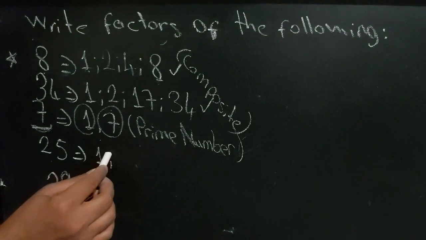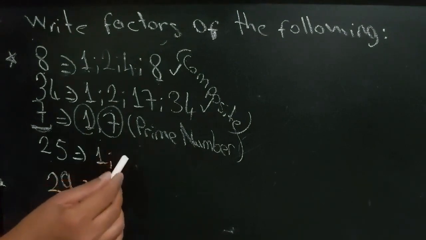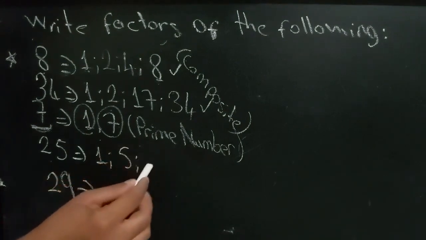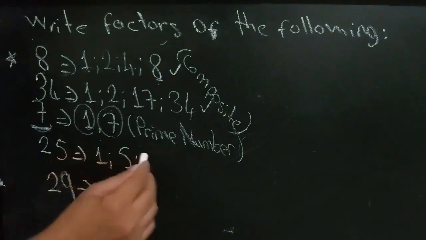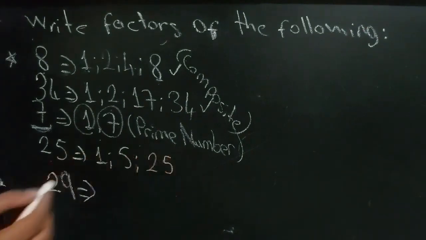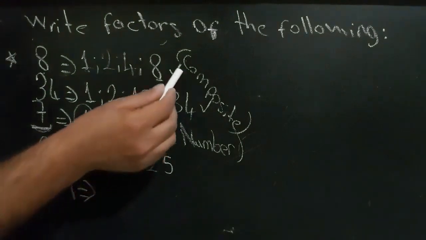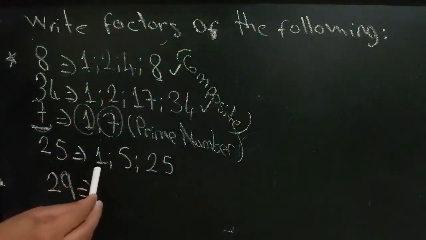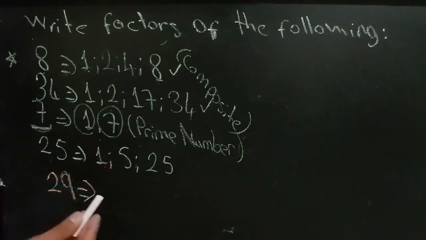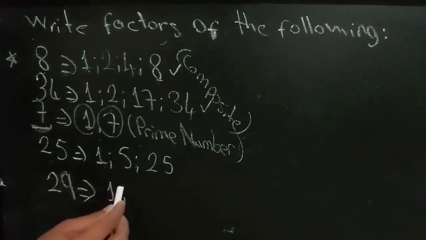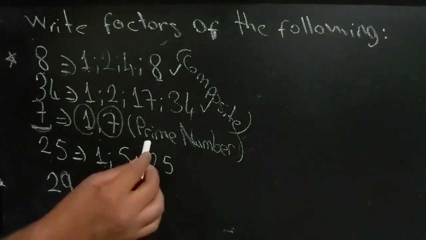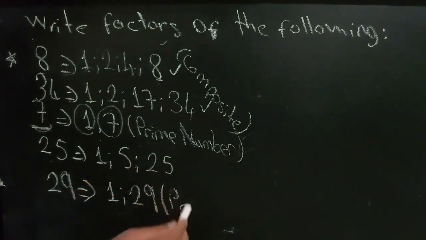Right. So for 25, 1 yes, 2 no, 3 no, 4 no, 5 yes, 6, 7 no, no, no, no, no, when you go till 25. Alright, so this one is a composite number too, because there are more than 2 factors. This one, when you check, it will be 1 and 29, which is going to be a prime number.